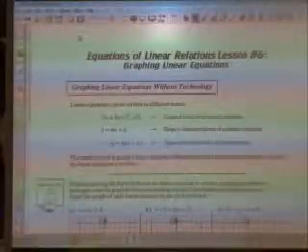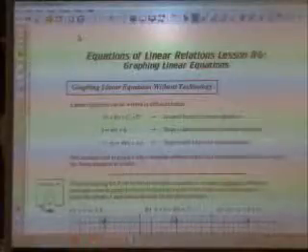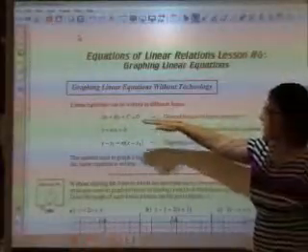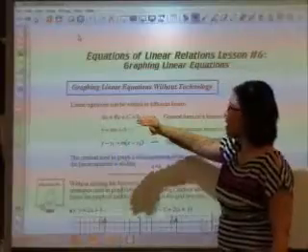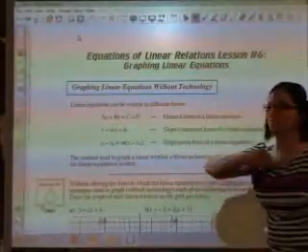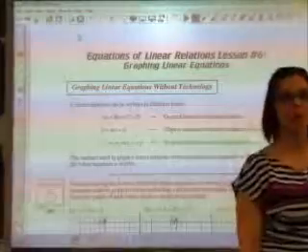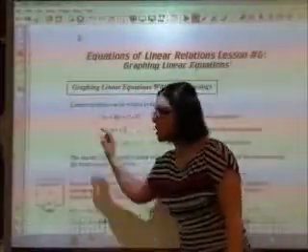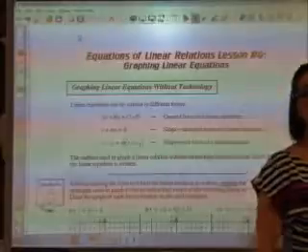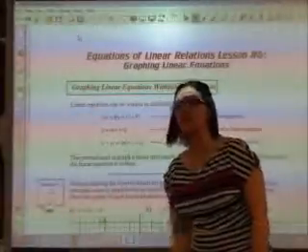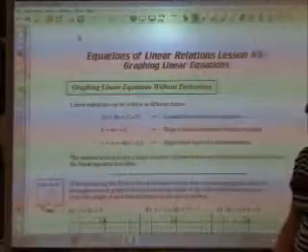So lesson number 6 looks at graphing linear equations without the use of technology, using the given equation forms. So if I'm given the general form of a linear equation, how could I use just that equation to draw the line? How could I use the slope y-intercept form to draw a line? How could I use the point slope form to draw a line?